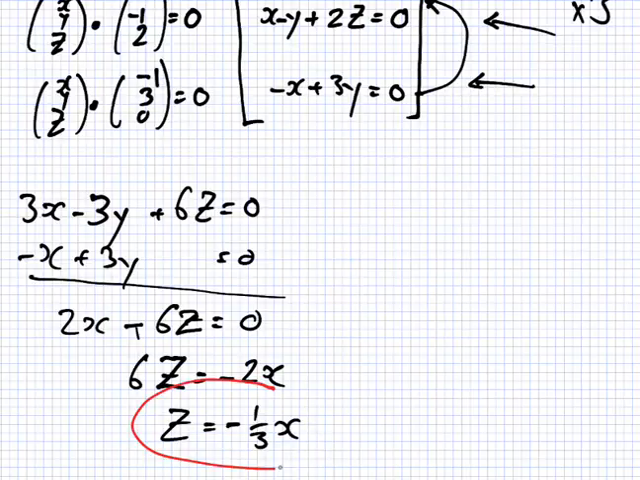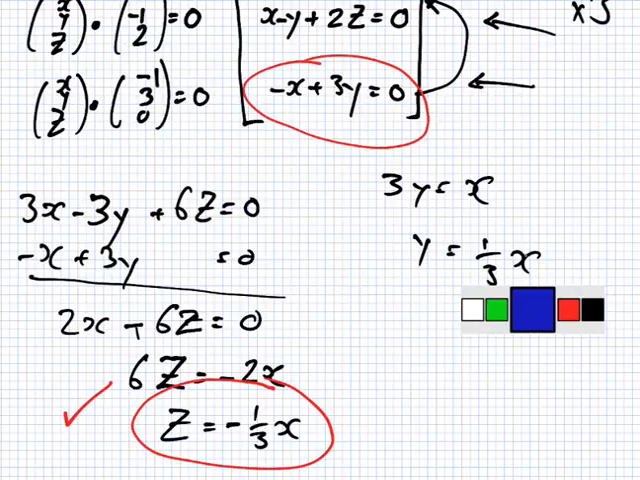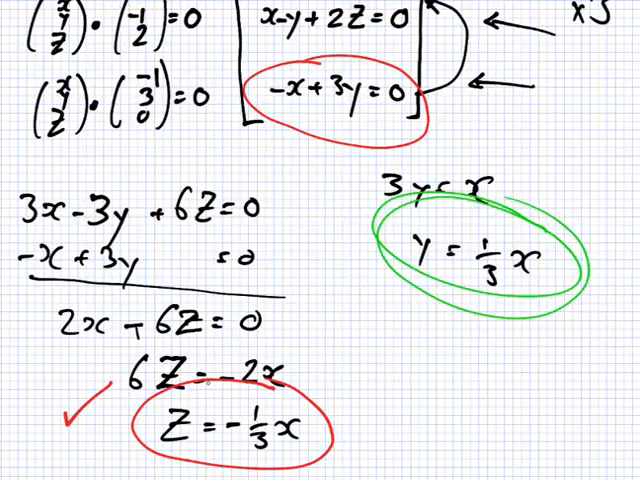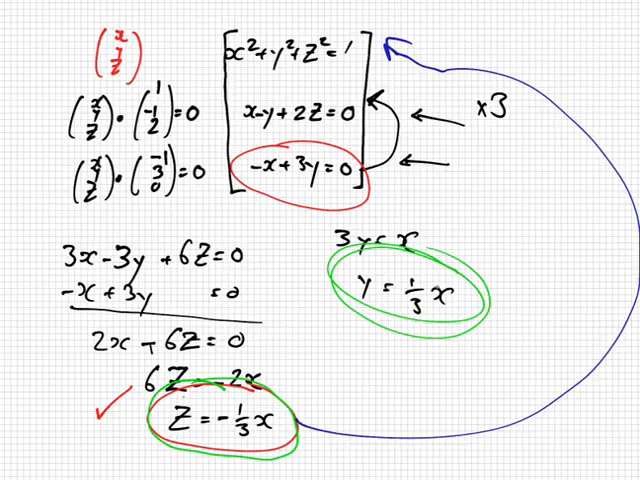Right. So I'm happy with this. And then I'm going to look at this and get y. 3y equals x. So y equals 1/3 x. Now we're talking. Right, that's what I was trying to get at the start. Now that we have y and z with x, we can put these two into the first one. So we'll just have x, x, and x.